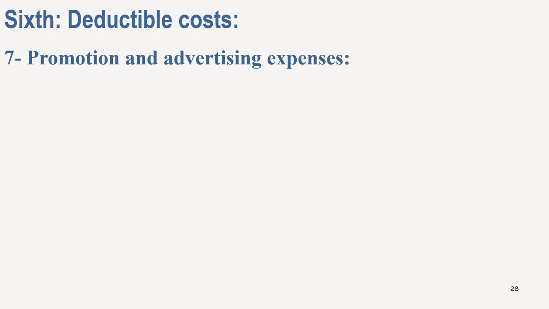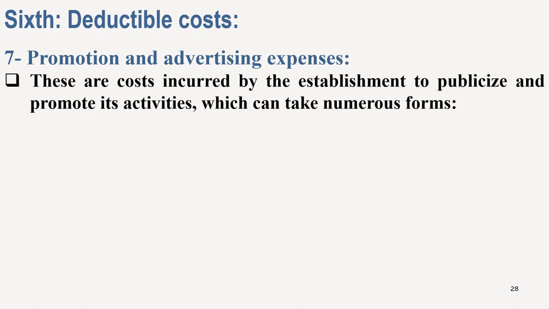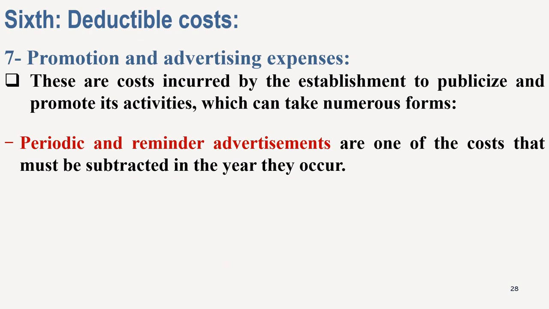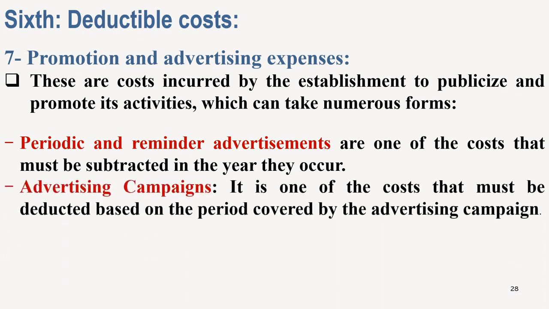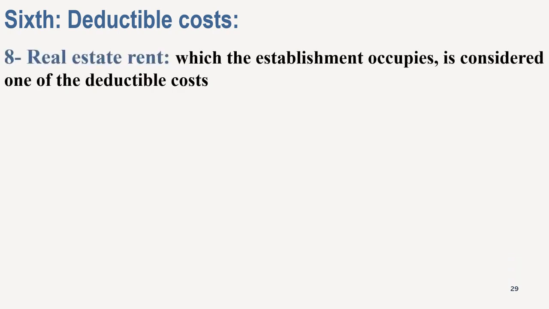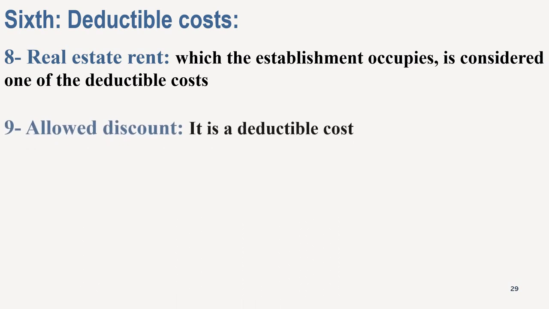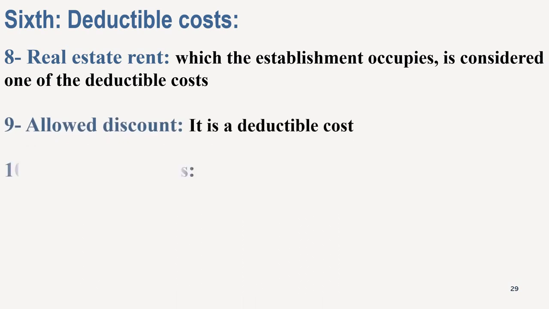Promotion and advertising expenses. These are costs incurred by the establishment to publicize and promote its activities, which can take numerous forms. Periodic and reminder advertisements are one of the costs that must be subtracted in the year they occur. Advertising campaigns are one of the costs that must be deducted based on the period covered by the advertising campaign. Number 8, real estate rent, which the establishment occupies, is considered one of the deductible costs. Allowed discount is a deductible cost.